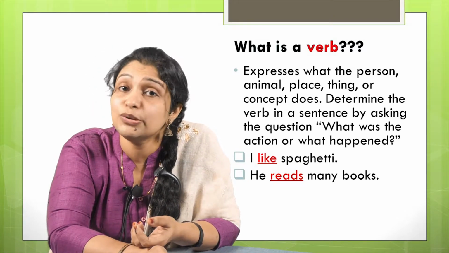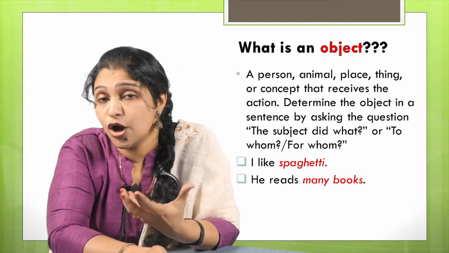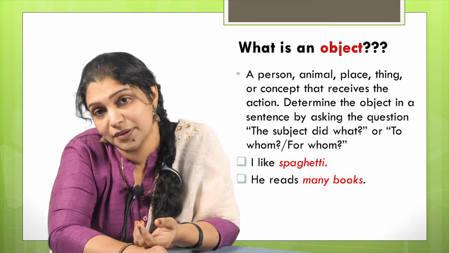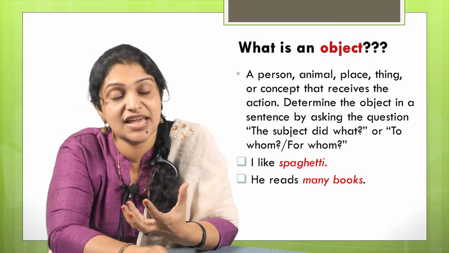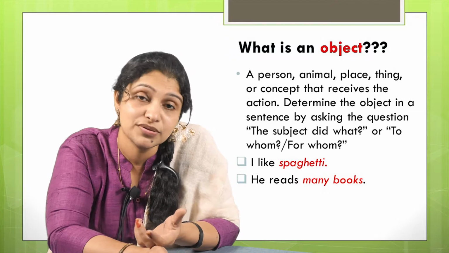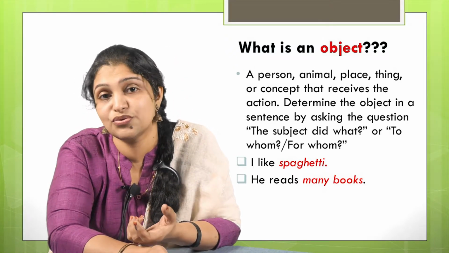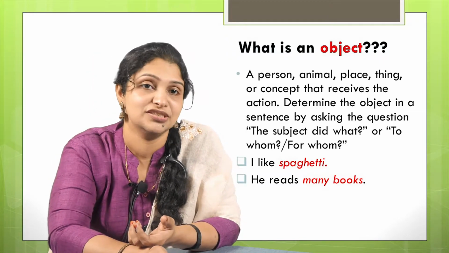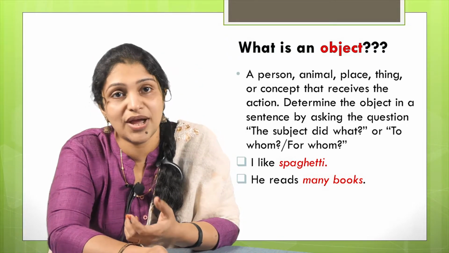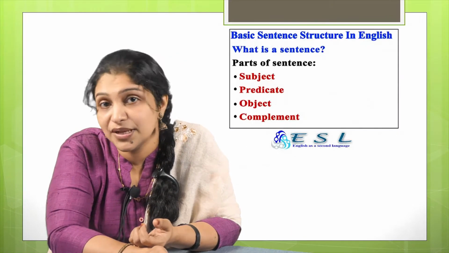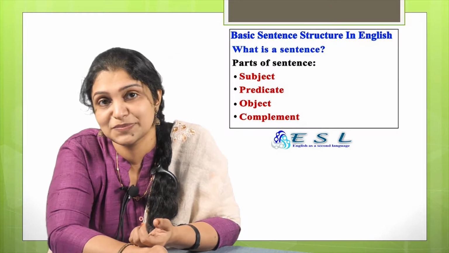Then comes the object. The word object is the word or group of words influenced by the verb. Verb is the action. An action takes place on something or about something, and this group of words which are influenced or impacted by the action, they are the object. Alright, so there goes the word order in the English language: subject plus verb plus object.